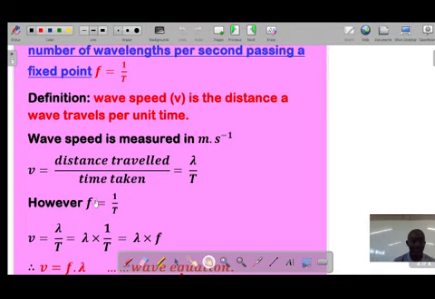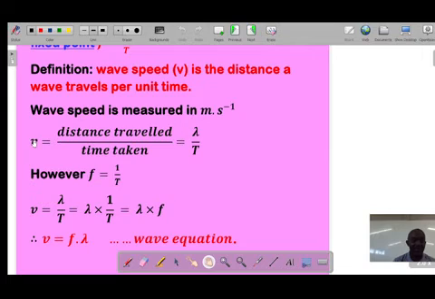Now however, our frequency is the same as 1 over t. So if I take this again, from here you see V equals lambda over t, so I can write it as lambda times 1 over t. But what is 1 over t? 1 over t is actually what? This 1 over t here is the same as frequency.